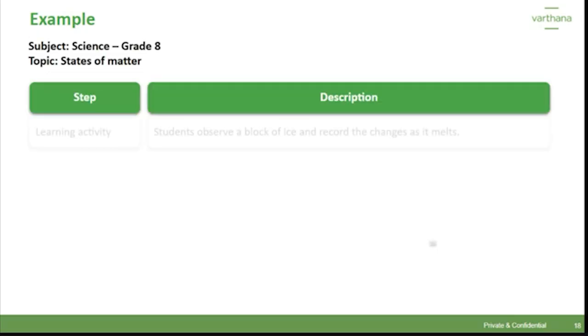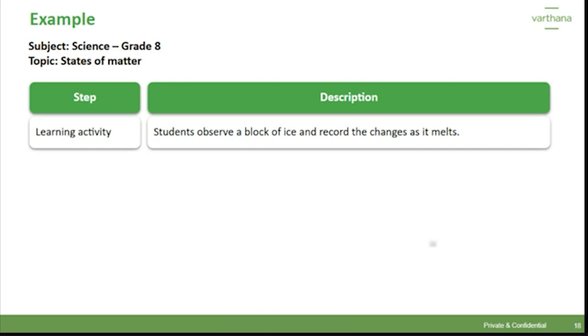So let's bring this concept to life with a practical example. Imagine we are teaching grade 8 science, about the states of matter. The subject is states of matter, specifically the process of a solid turning into a liquid. So here the steps and description are given. In the first step you can see the learning activity: engage in a learning activity.